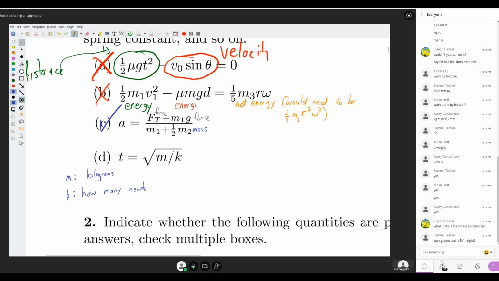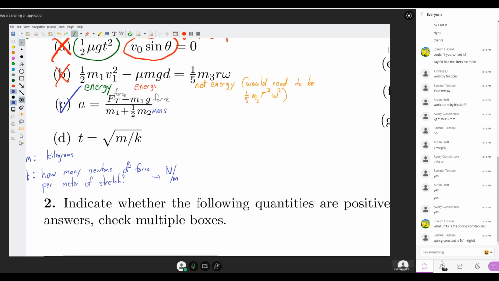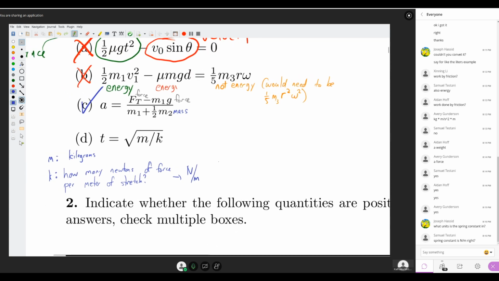how many newtons of force. Yes, it's newtons per meter. Exactly. How many newtons of force per meter of stretch? So it's got units newtons per meter, as Samuel has said. So this is newtons per meter. So we have, I'll draw a line here. M over k is kilograms divided by newtons per meter.